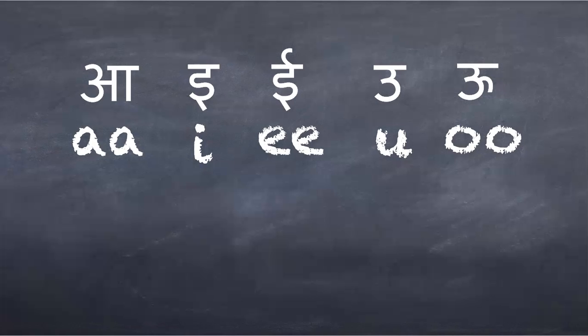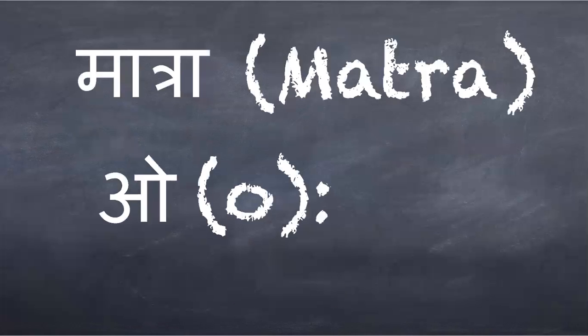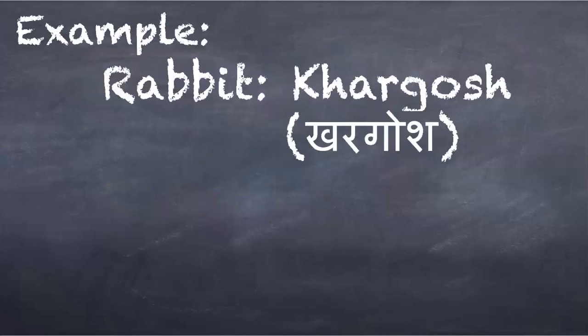In this video, we're going to learn how to represent swar o and au as matra and then use them in a word. Swar o is represented as this matra. Let's take an example. Rabbit. Rabbit in Hindi is called khargosh.